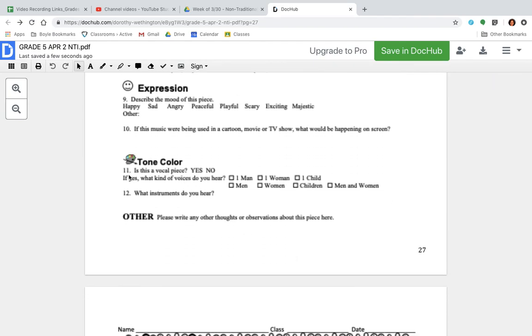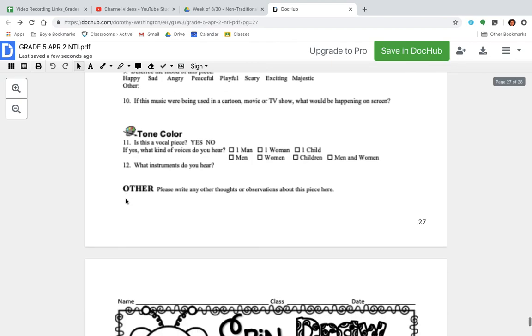Tone color. Number 11. Is this a vocal piece? Yes or no? If yes, what kind of voices do you hear? One man and one woman, one child, or men, women, children, men and women? Number 12. What instruments do you hear? And other. Please write any other thoughts or observations about this piece here.